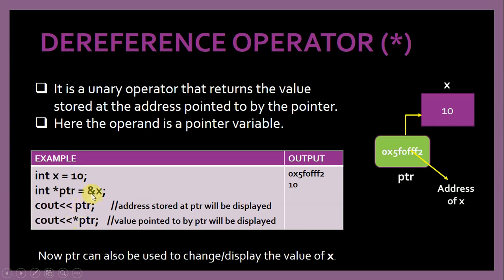You can see this is the address of operator which gives the address of a variable, and this is the dereference operator which gives the value which is stored at the address given after it. So PTR contains the address of x, so it will give the value which is stored at that address, that is the value which is stored in x, and this value is 10. So output is 10. We can also use PTR to change or display the value of x. So now there are two ways of displaying the value of x. I can give the command cout x, that will also display 10. And if I say cout star PTR, this command will also display the value stored in x.